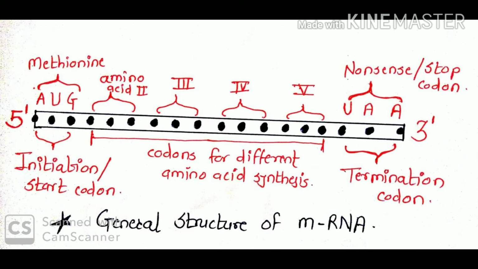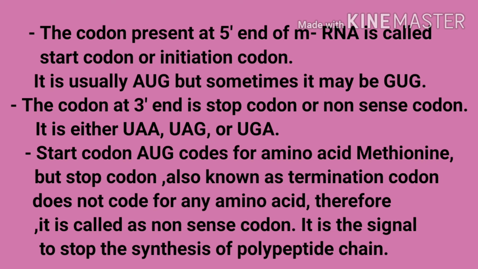Then other codons which code for different amino acids are arranged linearly on the mRNA. And at the 3' end there is a stop codon. It is also known as termination codon or nonsense codon. Termination codons are either UAA, UAG or UGA. These three codons do not code for any amino acid, therefore they are also known as nonsense codons. Termination codons are the signals to stop the synthesis of the polypeptide chain. So this is all about the general structure of the mRNA.